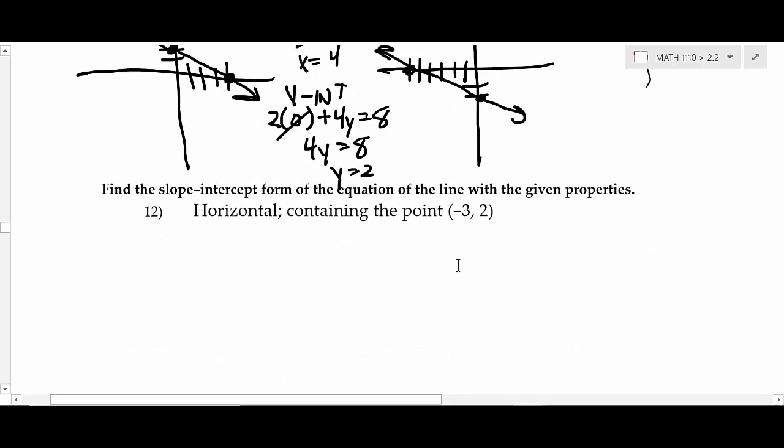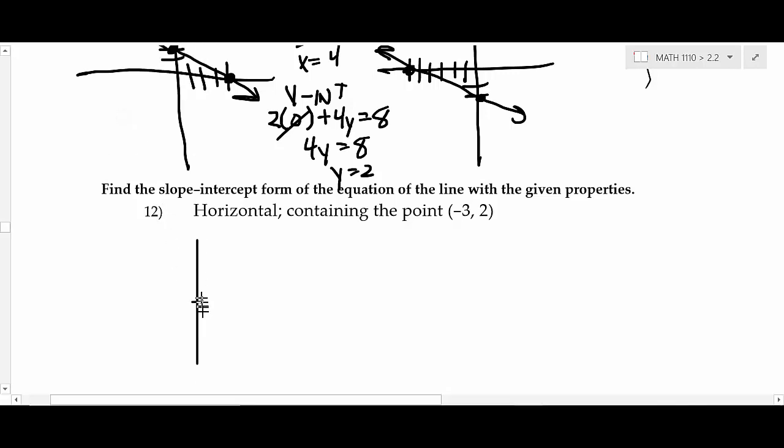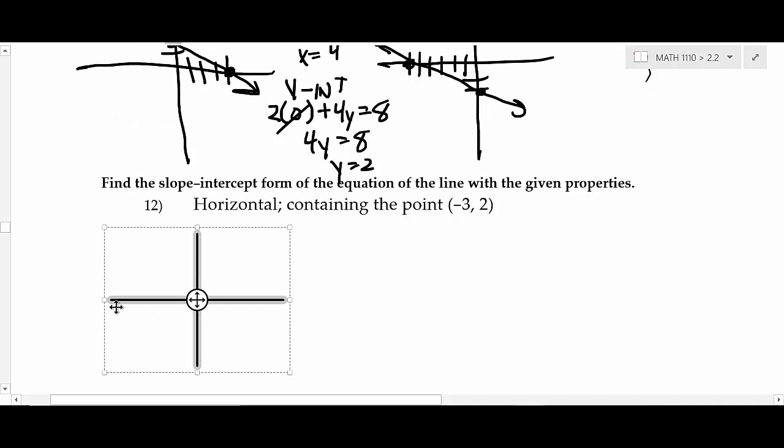Okay. Now what we're going to do next is we're going to get into finding equations of lines. That's kind of the big deal. So on this one, let's just sketch a graph of this. And we're going to find the slope-intercept form of the equation of the line that has these properties. So let's go ahead and plot our point. We have negative 3, 2 like that.